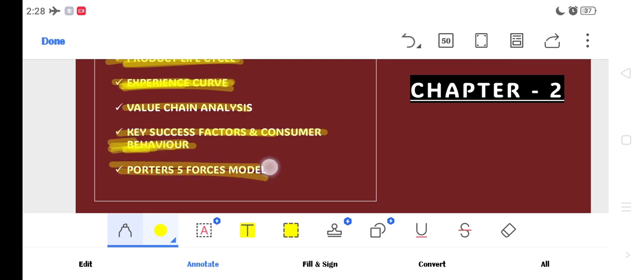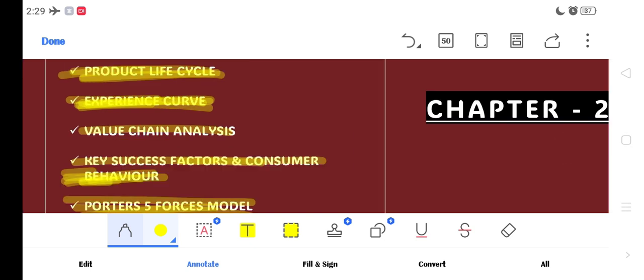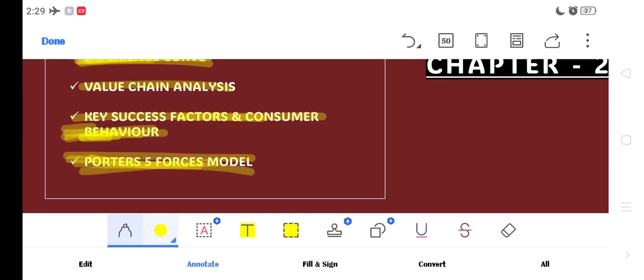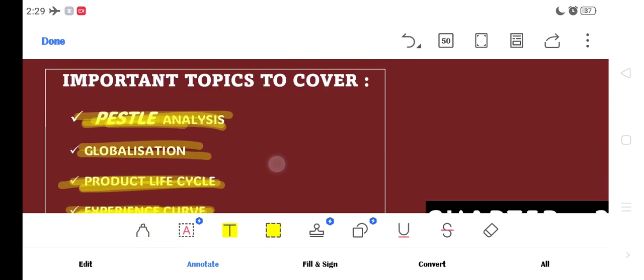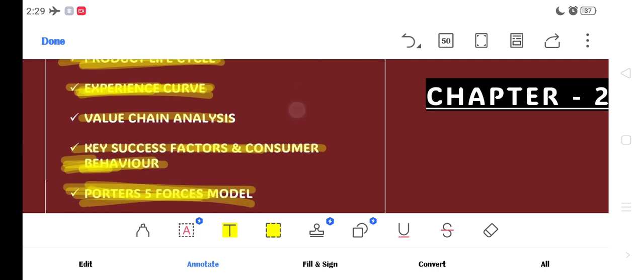And Porter's five forces model: bargaining power of buyers, bargaining power of suppliers, threat of substitute products, and yes, the threat of new entrants. So these are the five forces of Porter's model. Okay, so mainly these topics are the very important topics from chapter number 2.